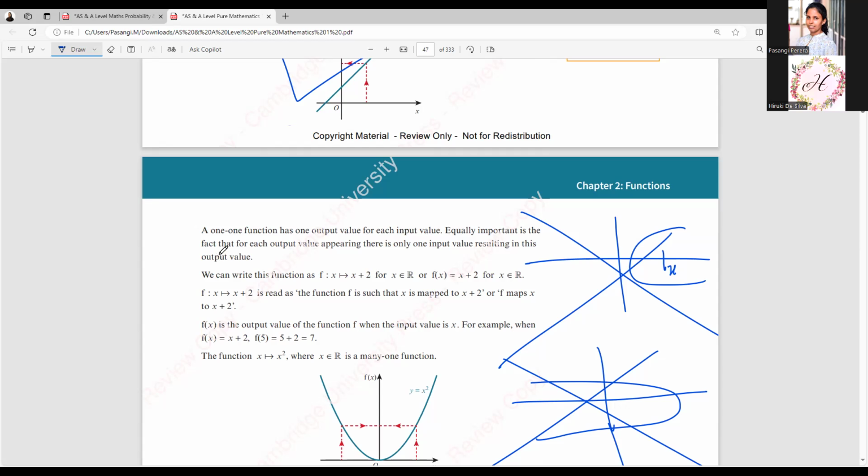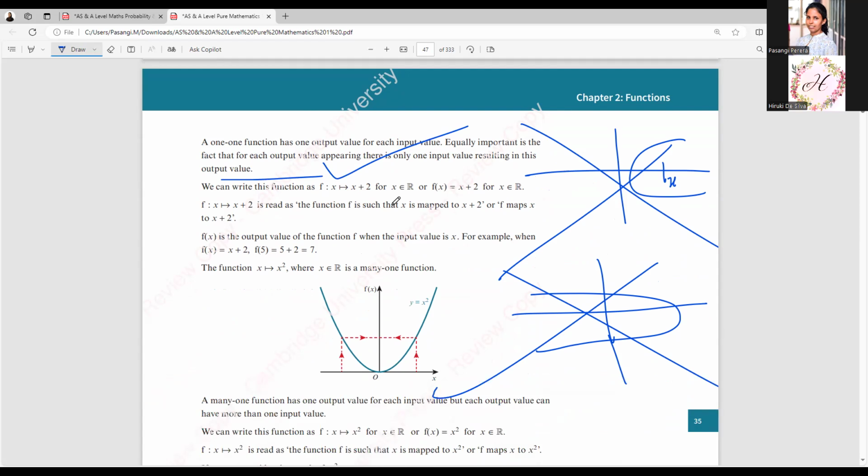Equally important is the fact that for each output value appearing, there is only one input value resulting in this output value as well. So we can write this function. How are we going to denote this function of x?